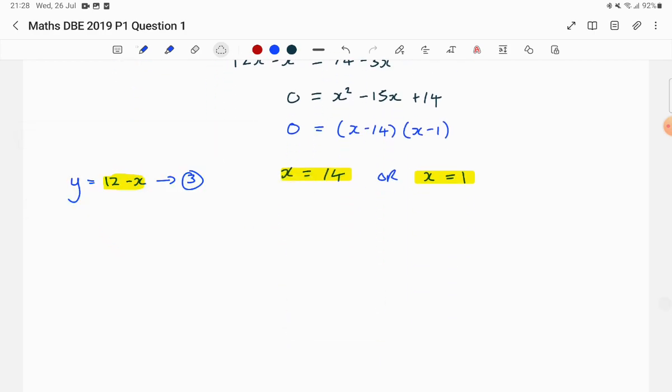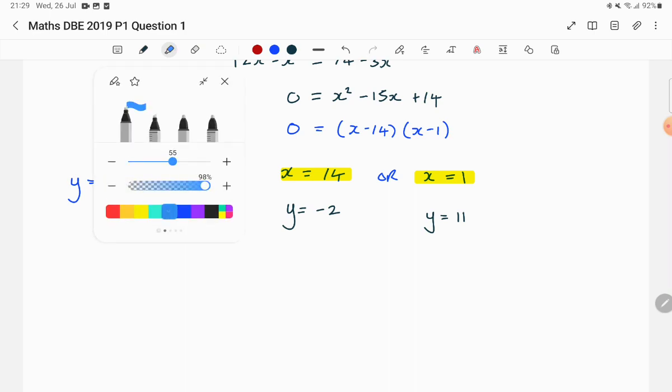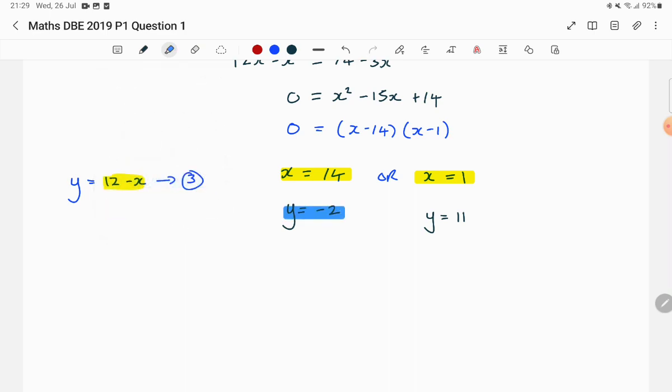So once we sub in x is equal to 14, let's sub in 14 wherever we see x here. So that will be 12 minus x, and that will give us y is equal to minus 2, right? And then if you put 1 in there, I mean 12 minus 1, we will just get y is equal to 11. And this is our corresponding y value to those x values.